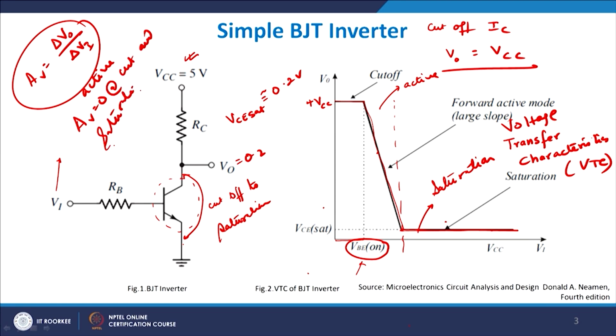So, if you want to bias my device as an amplifier, you bias it in the active region of the device. If you want to bias it as a switch, then make your active region as small as possible and try to shift from cutoff from here to here, right, and you can get a digital 1 and digital 0 in the output and input side, right.